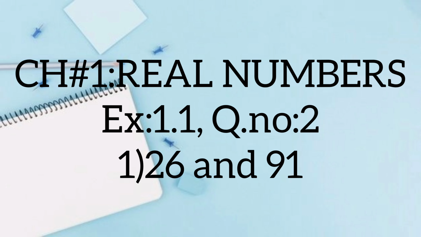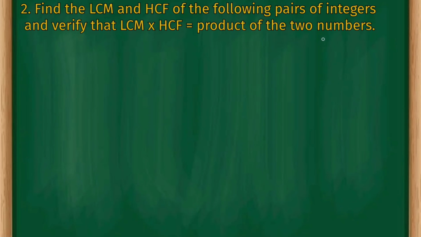In today's video, let us solve question number 2 from exercise number 1.1 of chapter number 1, Real Numbers, of class 10. In the second main question, there are 3 sub questions. The second main question is: find the LCM and HCF of the following pairs of integers and verify that LCM into HCF is equal to product of the two numbers.